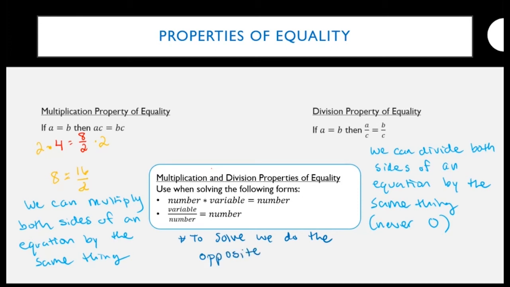So if you have something that's multiplied, you're going to divide. And if you have something that's divided, you're going to multiply, because that's how we undo what was done: we do the opposite and then they basically cancel out.